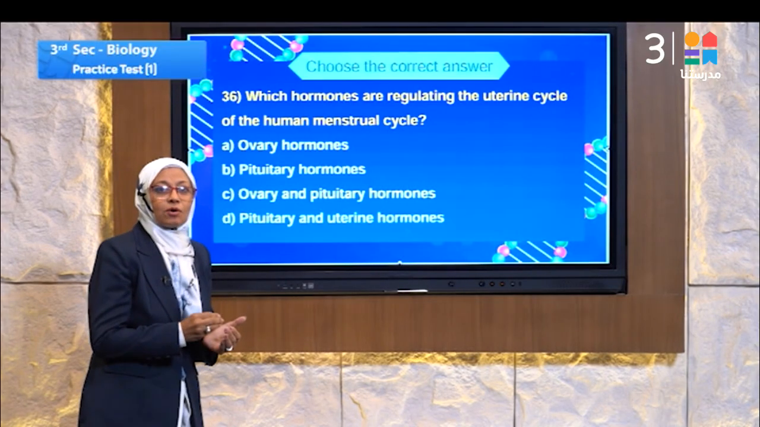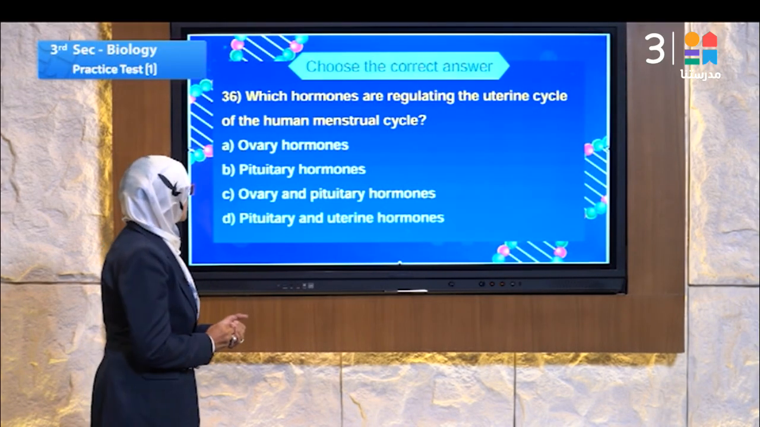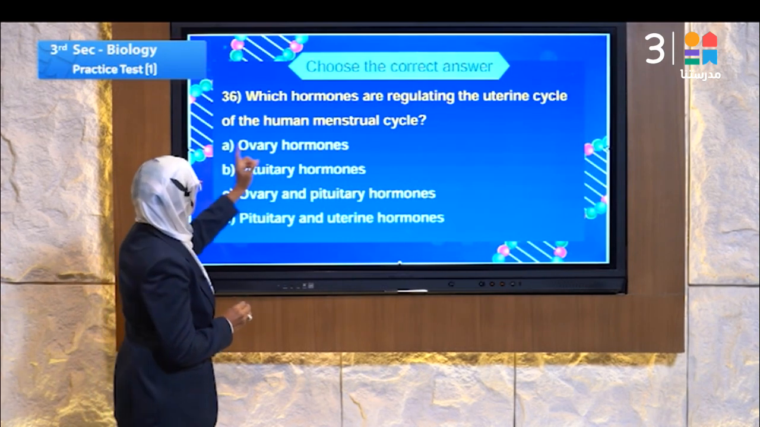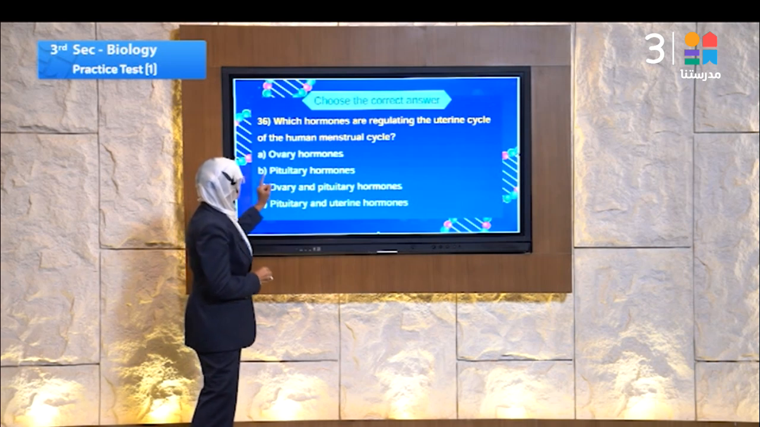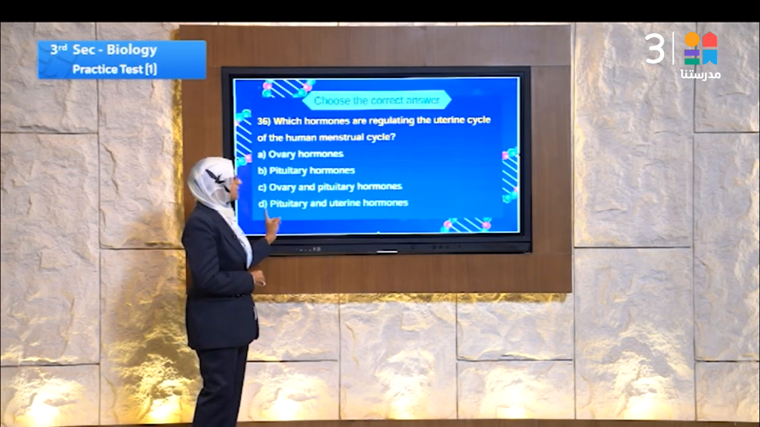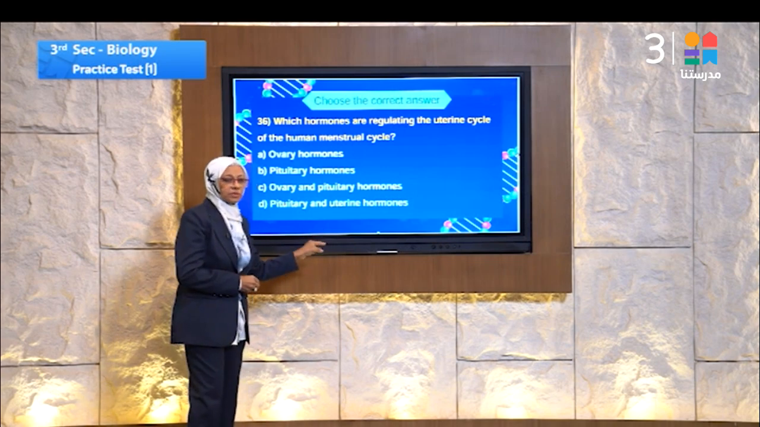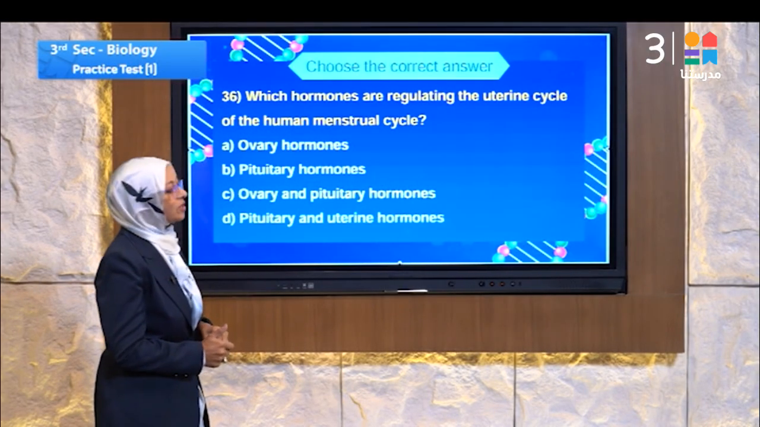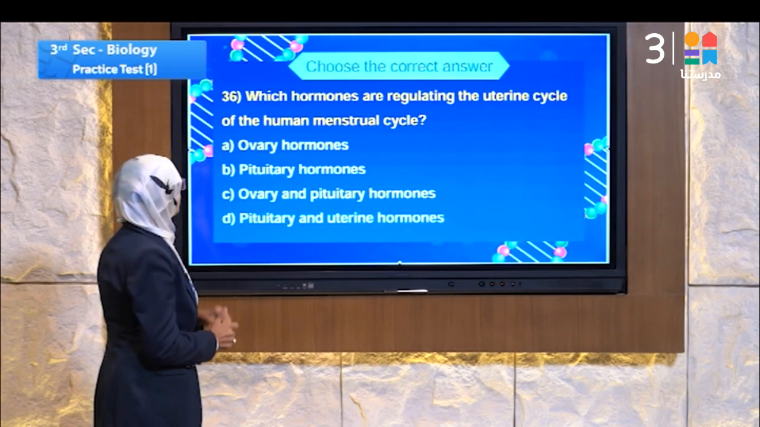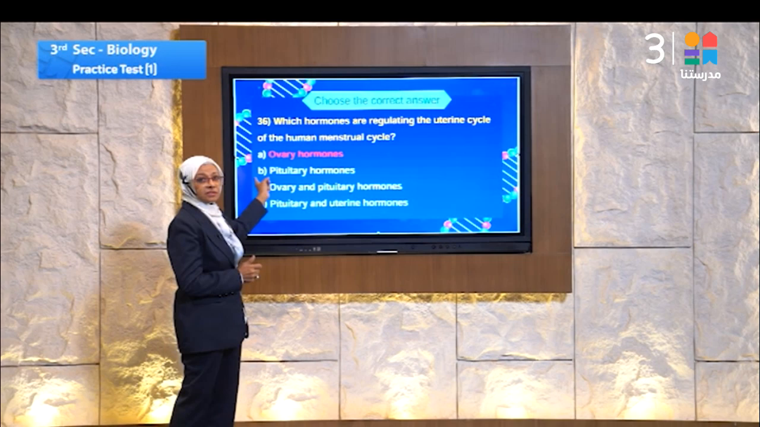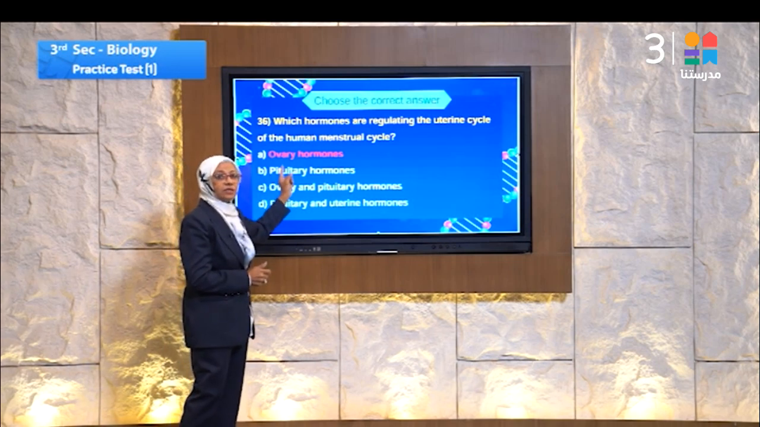That's regulated by hormones. Which hormones make the uterine cycle? Number A, ovary hormones; pituitary hormones; ovary and pituitary hormones; pituitary and uterine hormones. The menstrual cycle that regulates the uterine cycle must be from the ovary hormones. That's the answer. Answer is number A, ovary hormones.